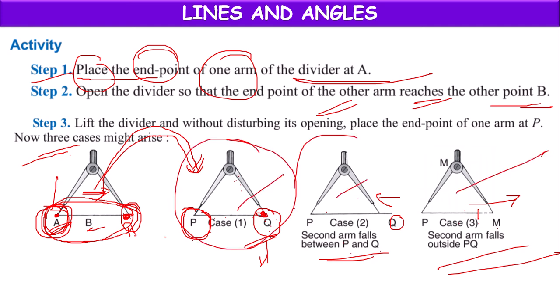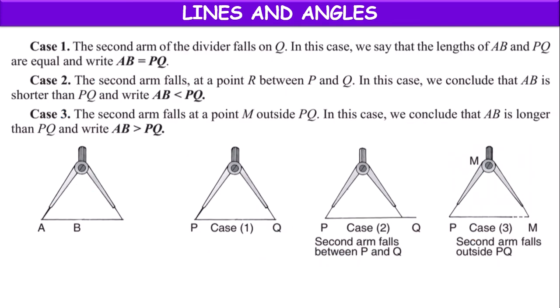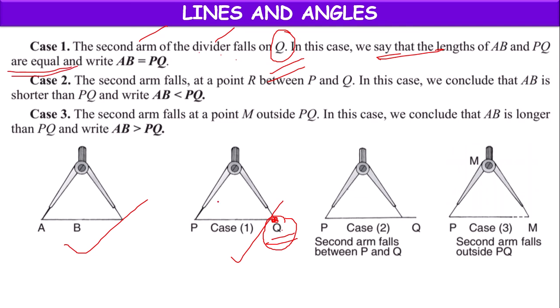Based on these three cases, we can establish the relation between AB and PQ. So what is the relation? If the second end point of the divider exactly falls on Q, we can say that line segments AB and PQ are equal to each other in length. The length of AB equals the length of PQ, or simply AB equals PQ.